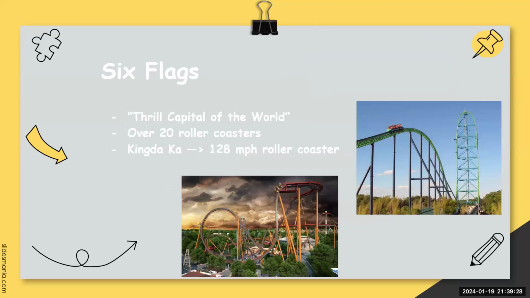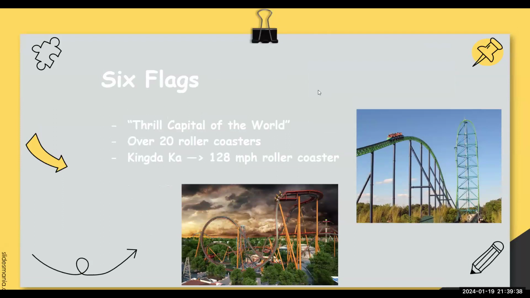All right, and here's the last one. It's actually Six Flags, so that answers your question. Six Flags is known as the thrill capital of the world. There are over 20 roller coasters in Six Flags, so it's very well known for its roller coasters. Their fastest roller coaster is called Kingda Ka, which goes at 128 miles per hour. So yeah, very fast. And that's it.